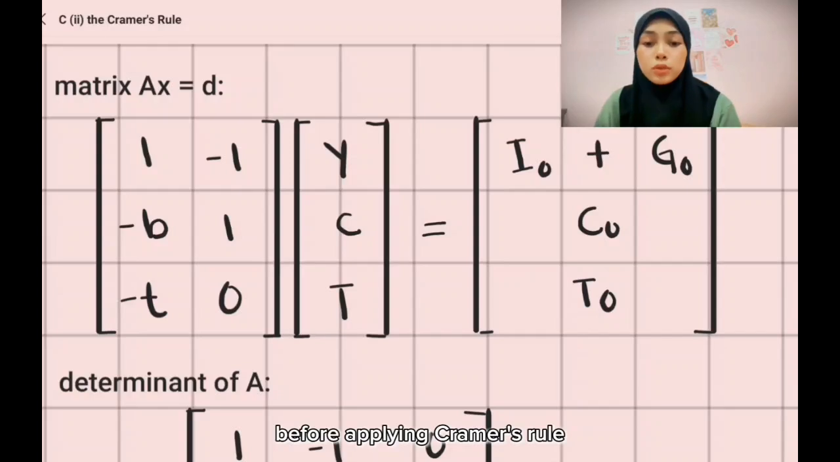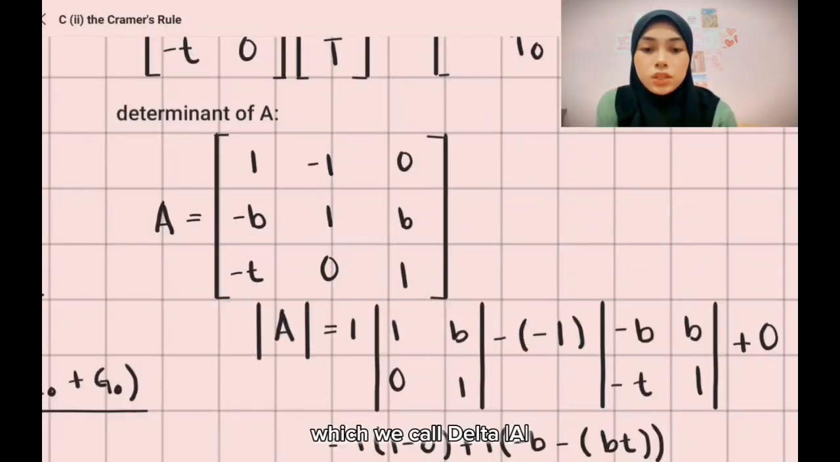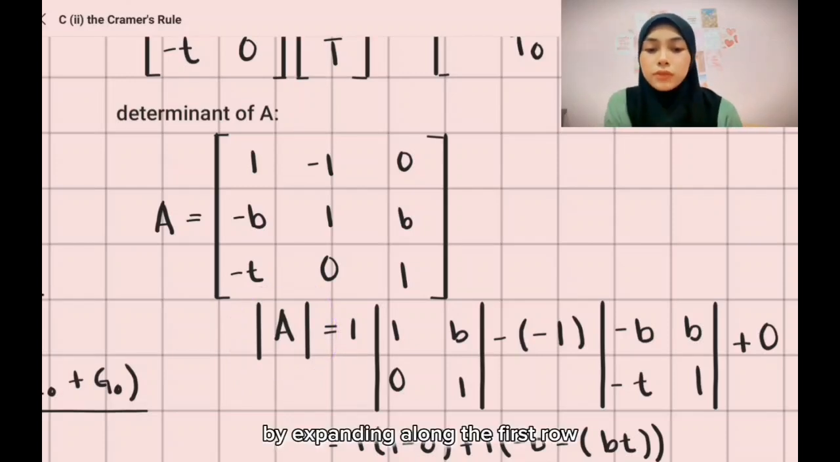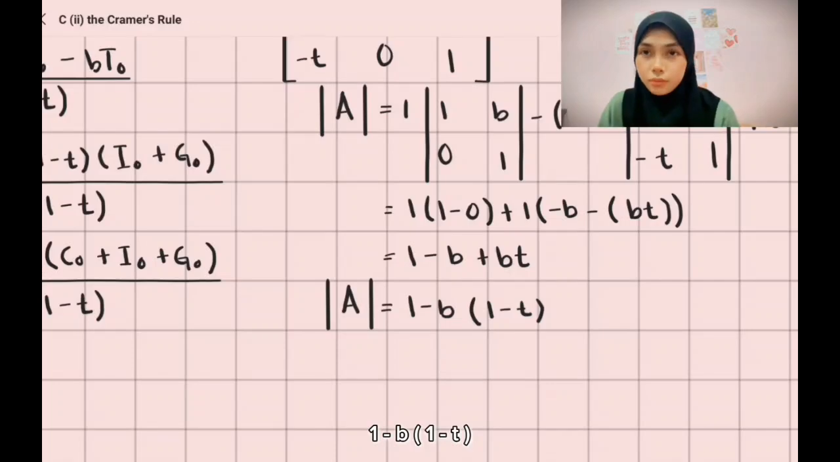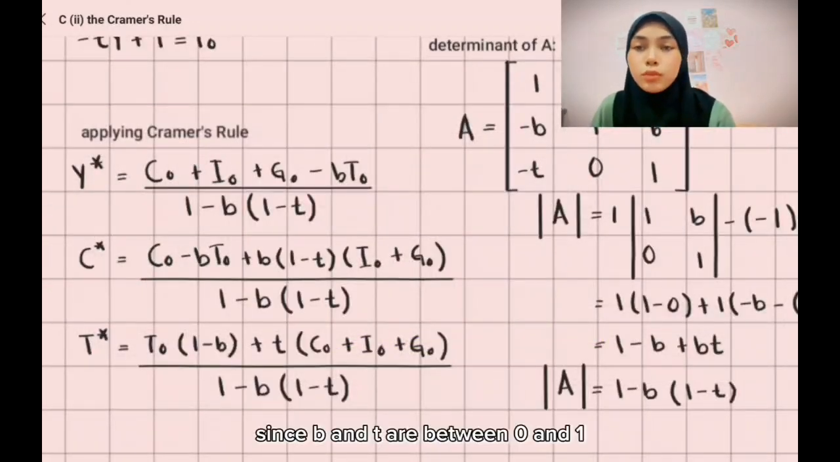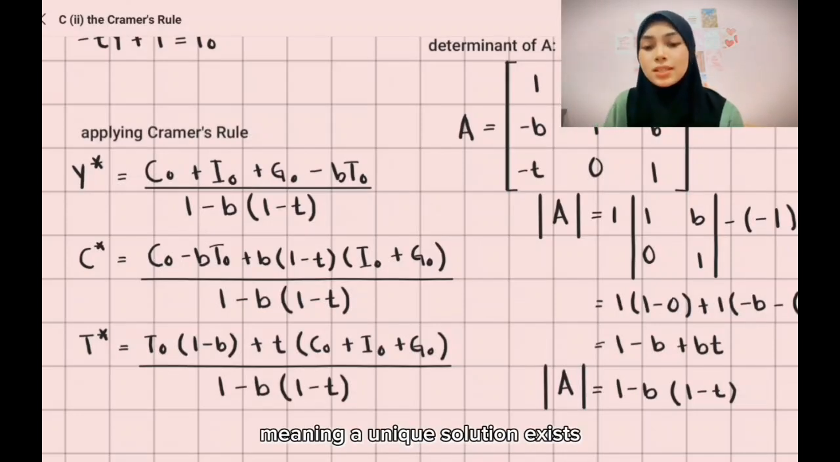Before applying Cramer's rule, we must find the determinant of matrix A, which we call delta. By expanding along the first row, we calculate the determinant to be 1 minus B times (1 minus T). Since B and T are between 0 and 1, this determinant is positive, meaning a unique solution exists.